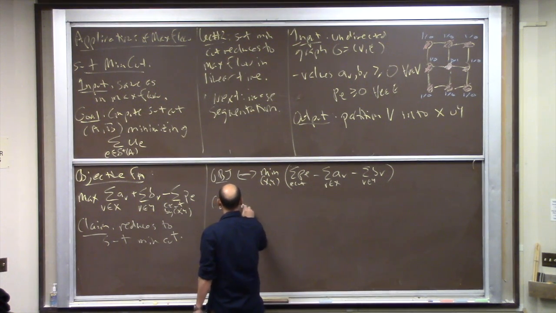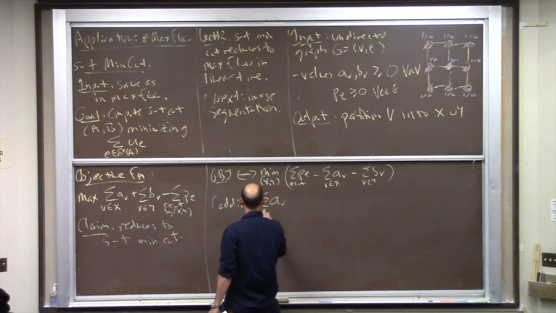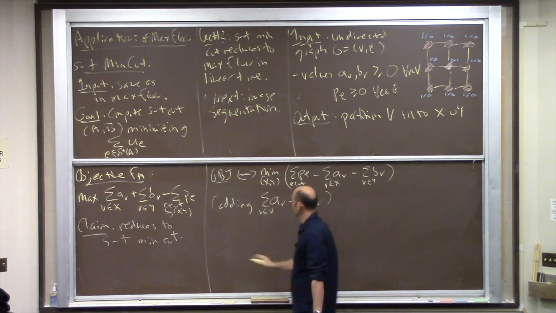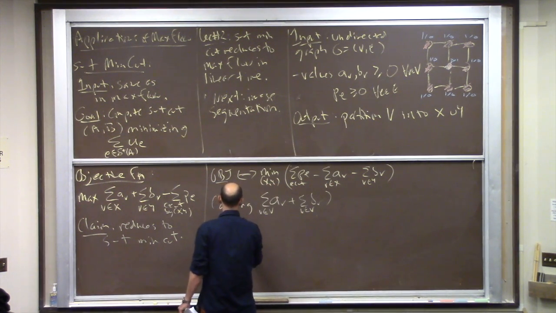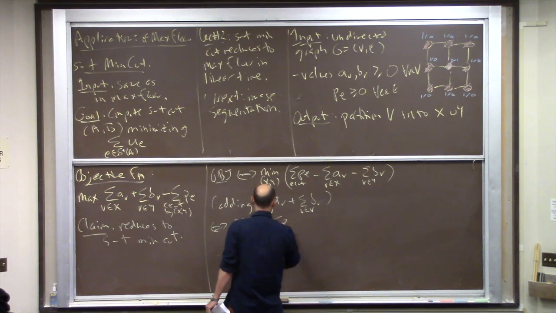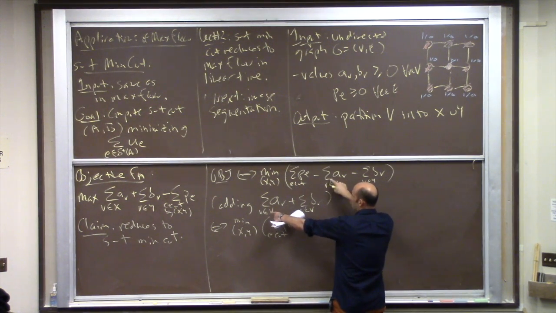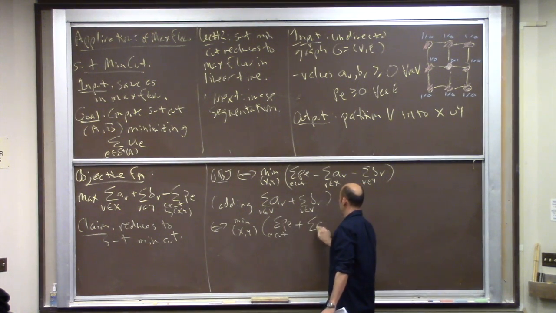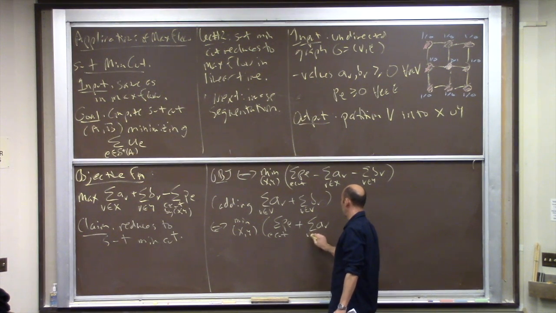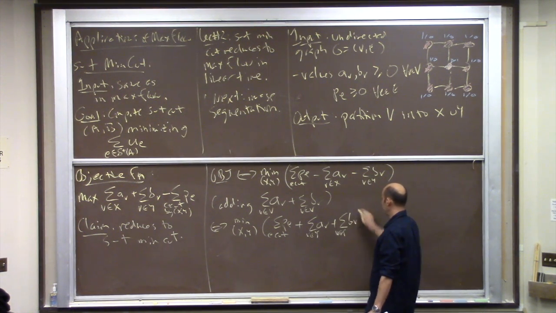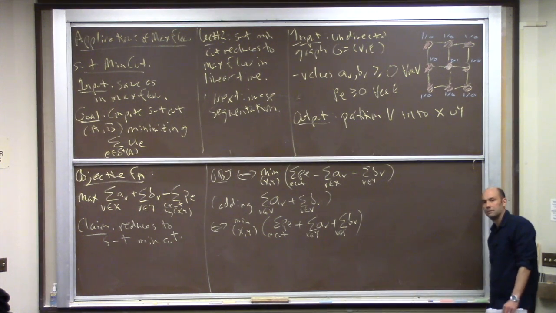So adding the sum of the A values and the sum of the B values, this is the same as minimizing over partitions the sum of the penalties of the cut edges. For the vertices in X, this minus cancels this plus. For anything in Y, I actually pick up a new A value, so this is now plus the sum over v in Y of A sub v. Similarly, we now have a plus sum over v in X of B sub v.